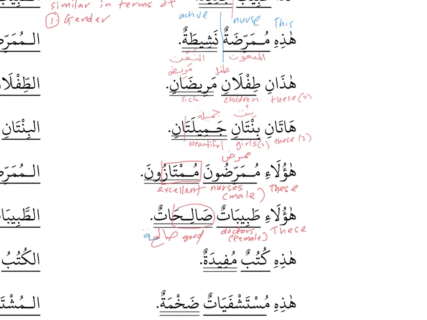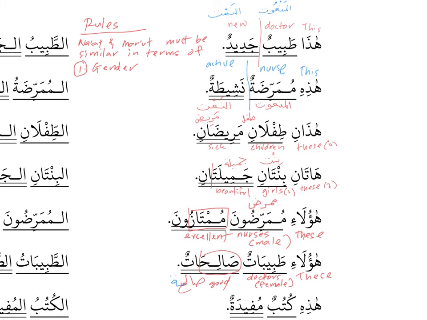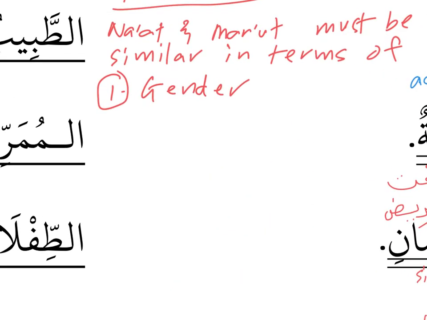So if you go back to the first 6 sentences, you will see that the na'at, jadid, nashid, maridan, jamilatan, mumtazun, and salihat, they match the man'ut in terms of 2 aspects. First, in terms of the gender. Second, in terms of the number. So when we say number, it means mufrad, muthanna, and also jama'.